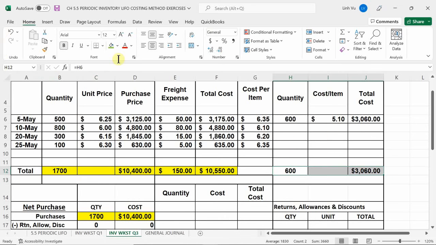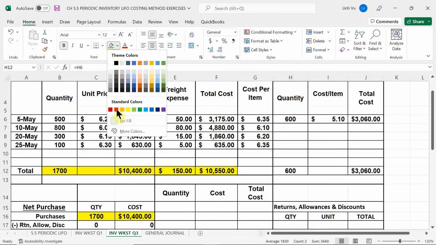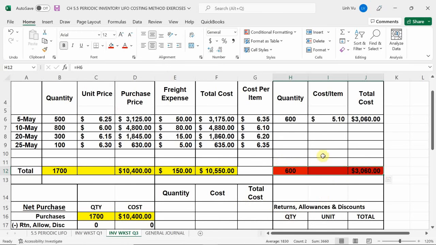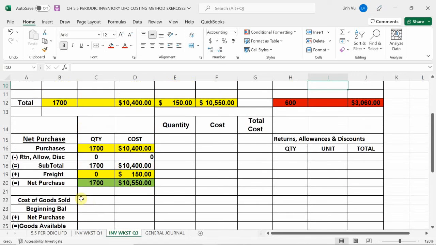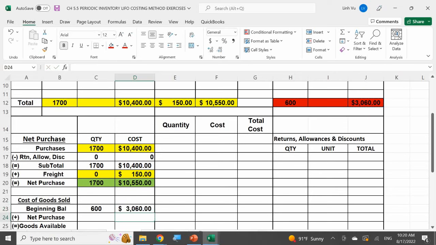And I'm going to highlight this. I think I used red last time, right? Because this is where I'm going to transfer all this information into this beginning inventory section. So I have 600 units here. So by beginning inventory, because on April 30th, what did I carry over? The 600 units at $3,060.